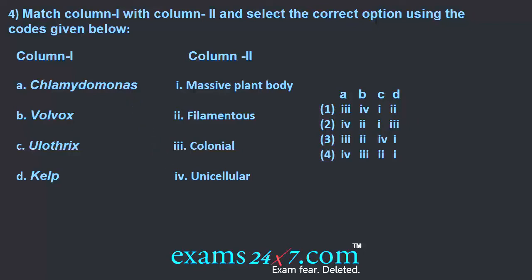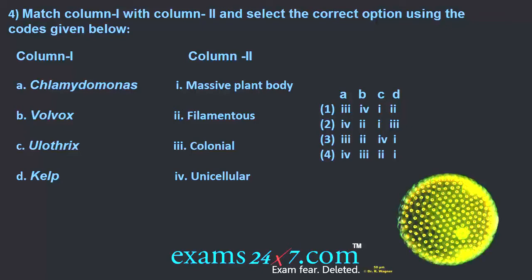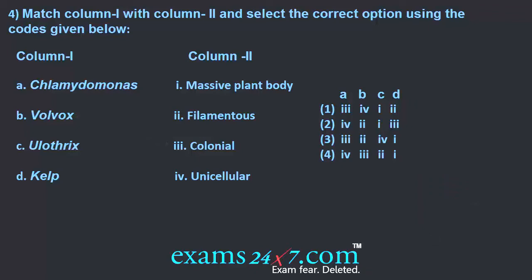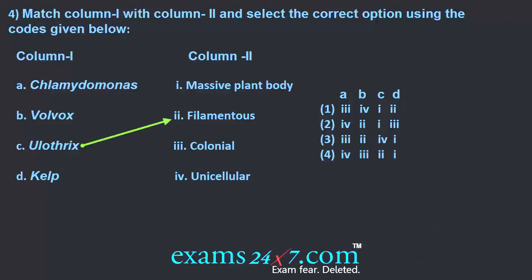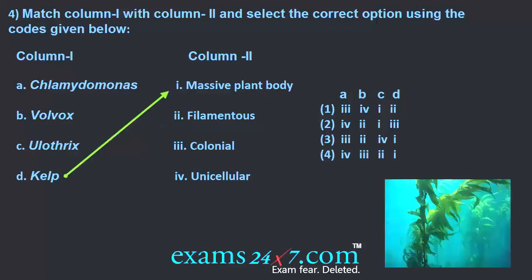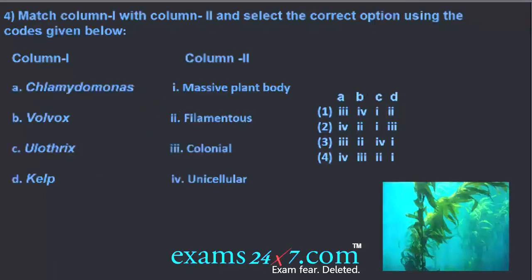Second is Volvox. I hope all of you know Volvox is also green algae and it is a colonial form. So, Volvox matches with 3, that is colonial. Then we come to Ulothrix. I hope all of you know, again it is a green algae and it is filamentous. Thereby, it matches with 2. Then we come to kelp. I hope all of you know, kelp belongs to brown algae. They have massive bodies which can grow to a height of about 100 meters. So, massive plant body it is matching with. So, option 4 is the answer.